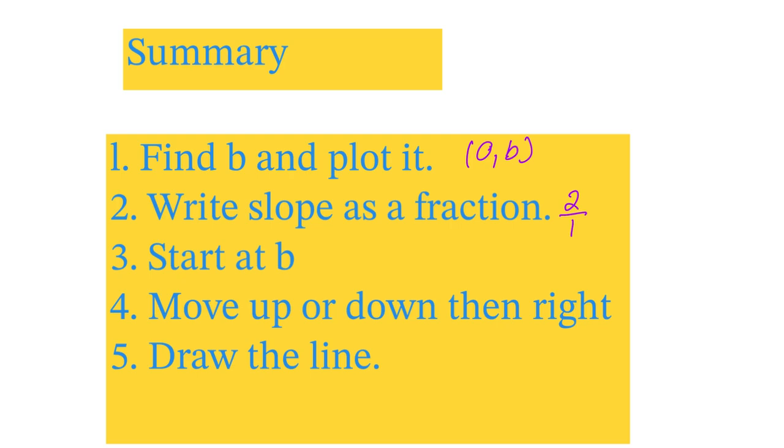Start at b. That is the point. Move up or down, then right. So if it's a negative slope, we're going to go down and to the right. If it's a positive slope, we're going to go up and to the right. And then you're ready to draw a line after you have a few points on the graph.